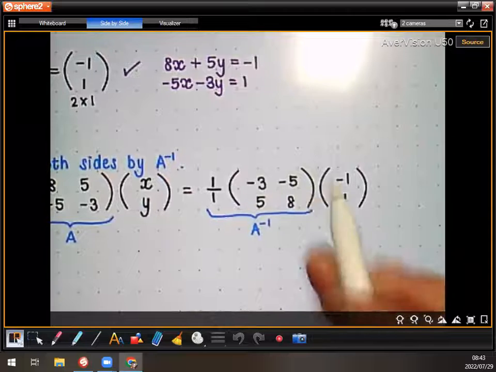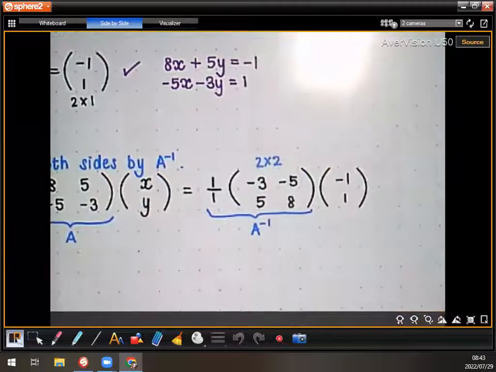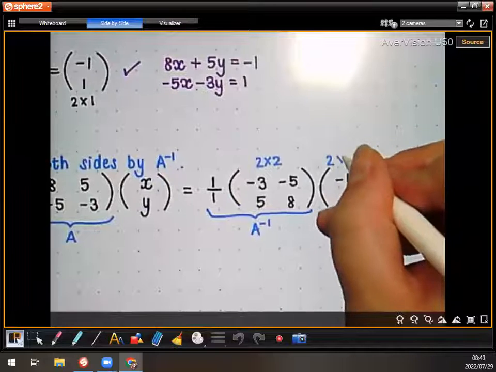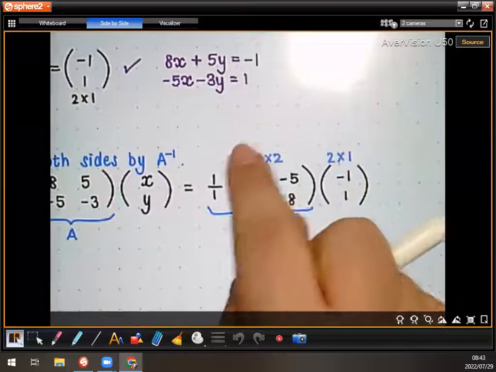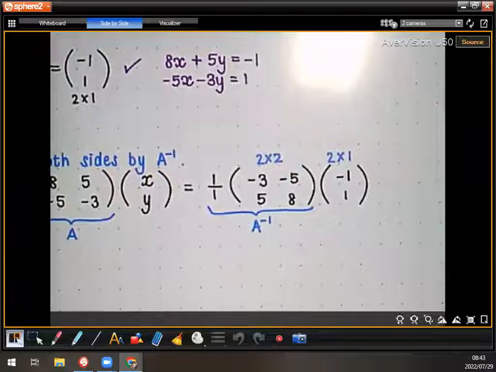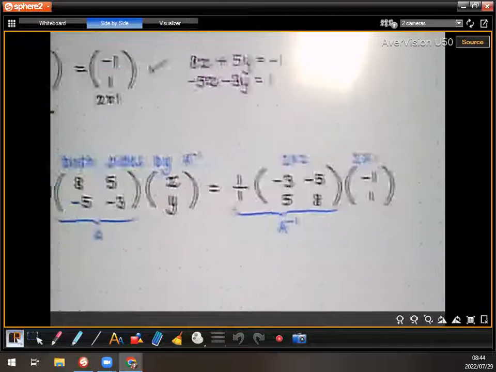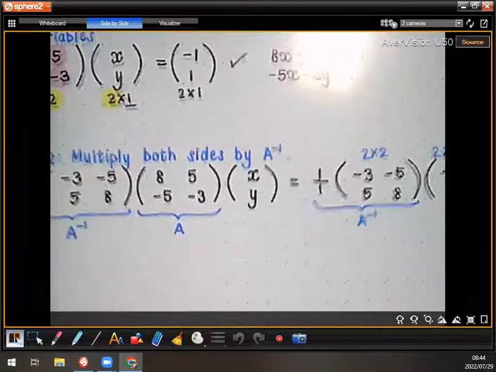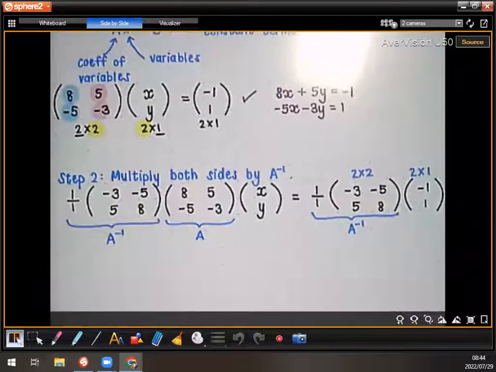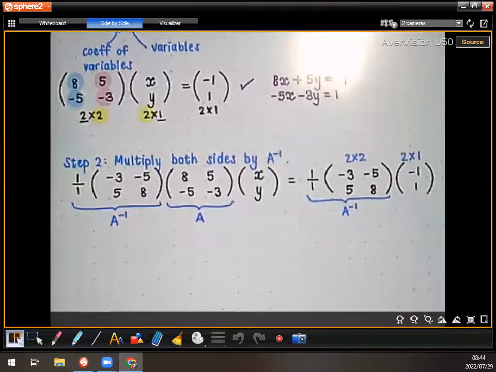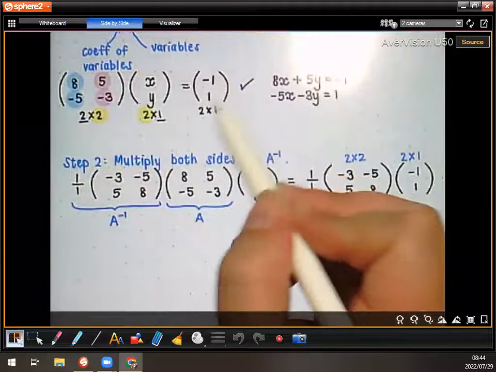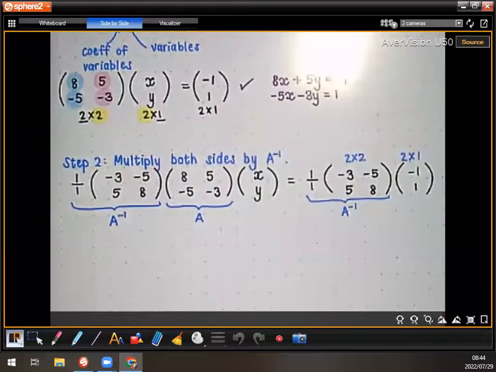What matrix is this? A 2 by 2. Right? What matrix is this? 2 by 1. If you put this matrix first, your inner numbers wouldn't be the same, so you wouldn't be able to multiply those two together. So it's very important that on both sides, on the other side it doesn't really matter, but for the sake of uniformity, let's put the inverse matrix first on both sides. This is the constant terms of the two equations.